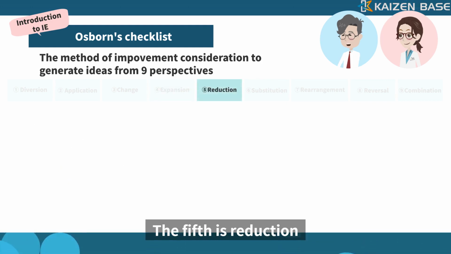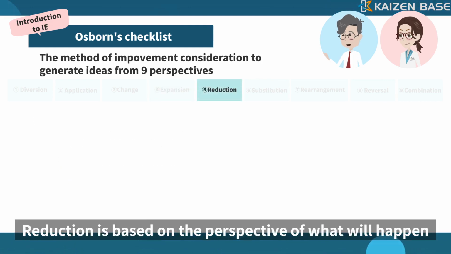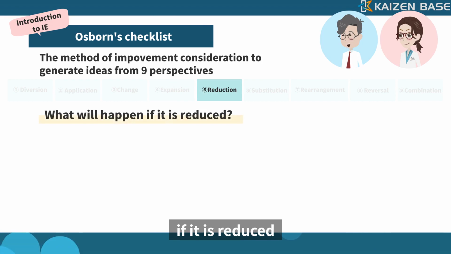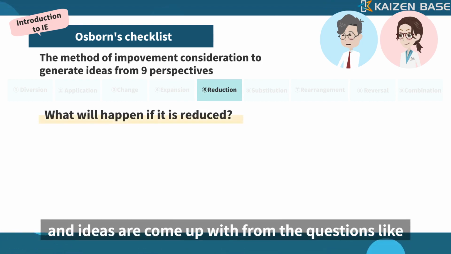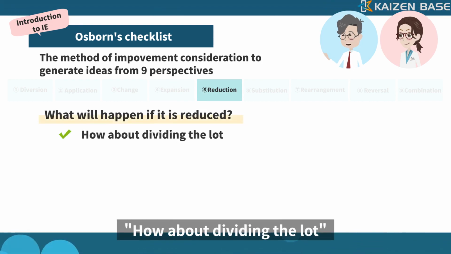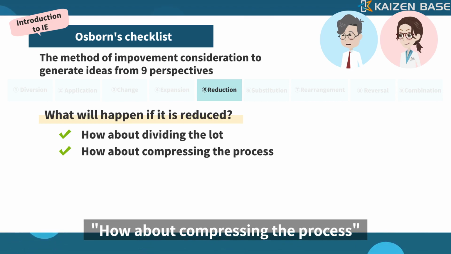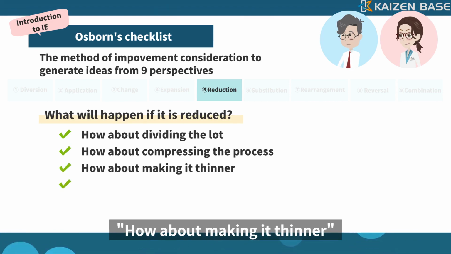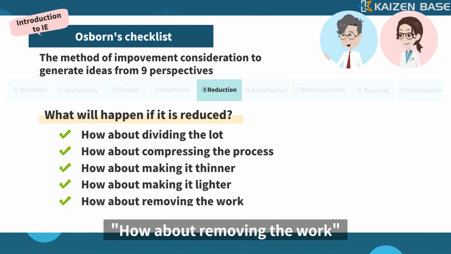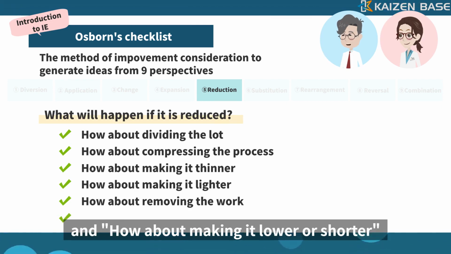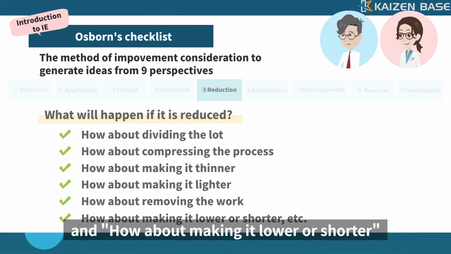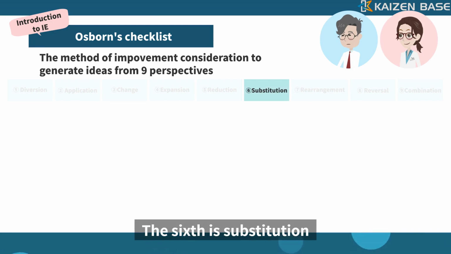The fifth is reduction. Reduction is based on the perspective of what will happen if it is reduced, and ideas are come up with from the questions like, how about dividing the lot, how about compressing the process, how about making it thinner, how about making it lighter, how about removing the work, and how about making it lower or shorter.